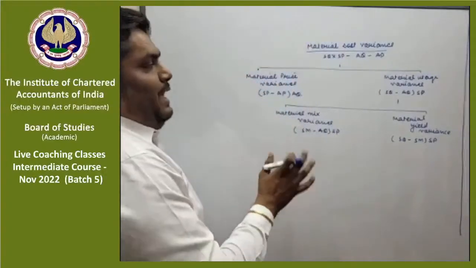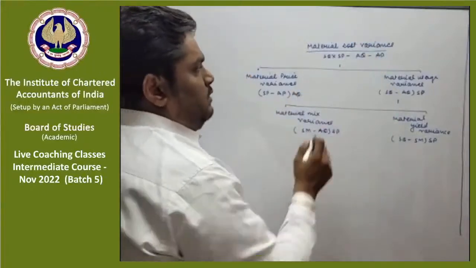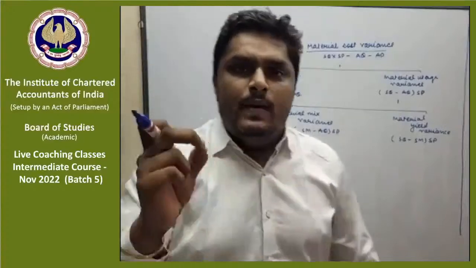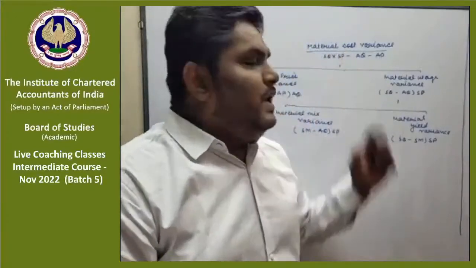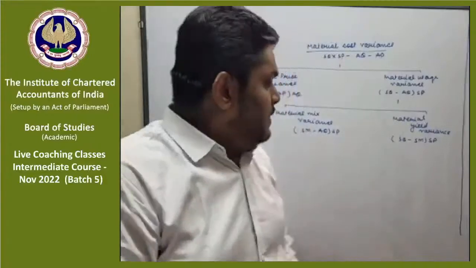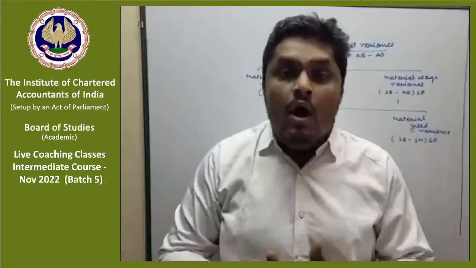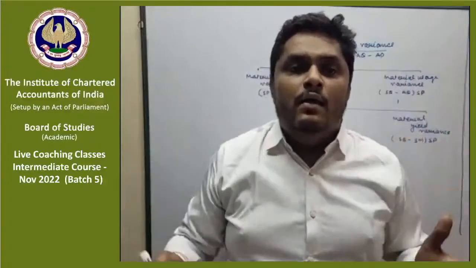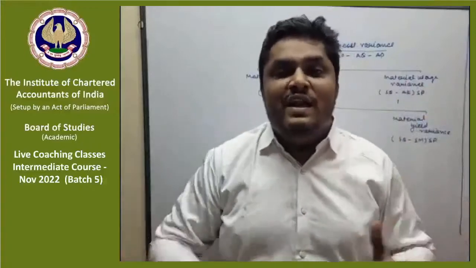Further, as I've taught you, material price plus usage is equal to cost. I repeat again, material price variance plus usage variance will be equal to the cost variance, and material mix and yield will be equal to usage. The logic behind it, I have already discussed in the last session.